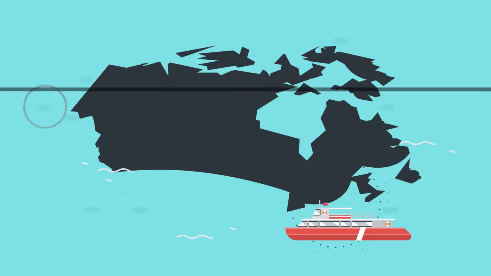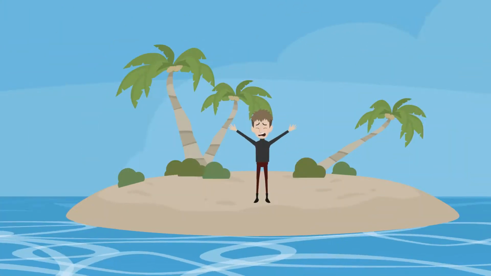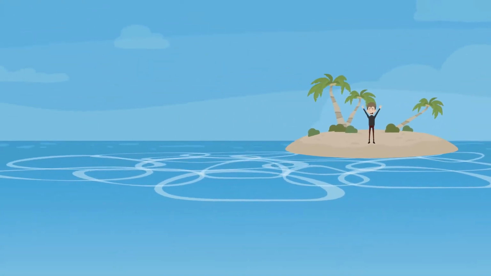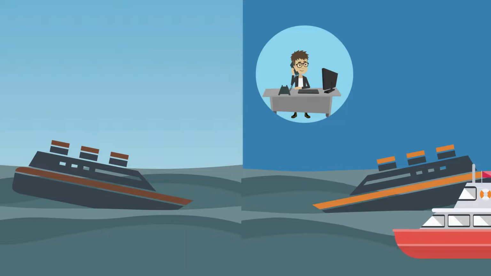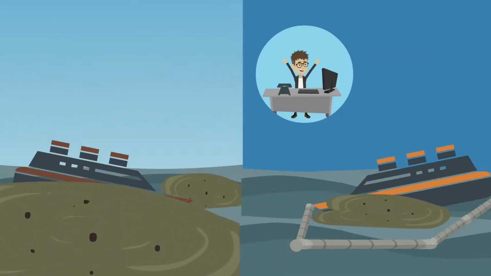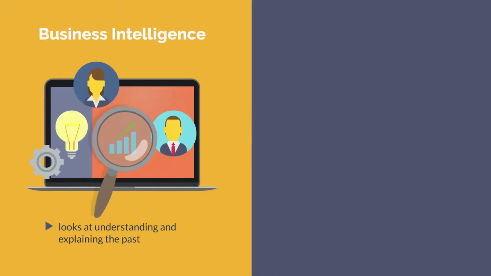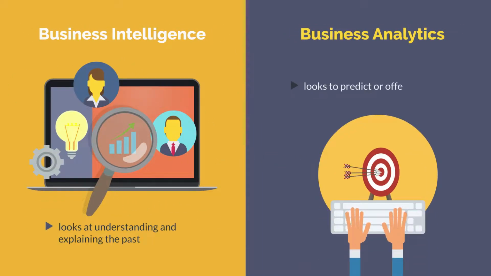An example of BA for Coast Guard would be to use data to predict where a distressed mariner is located during a search and rescue mission, or predict the likelihood of a marine oil spill before it happens. Let's recap. BI looks at understanding and explaining the past, while BA looks to predict or offer solutions for the future.